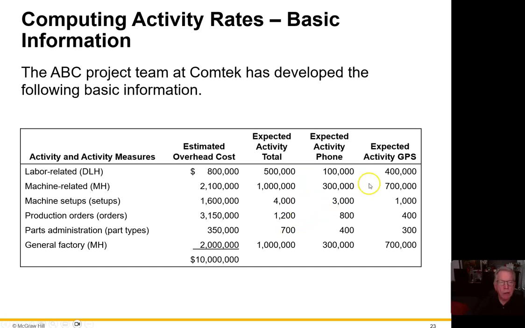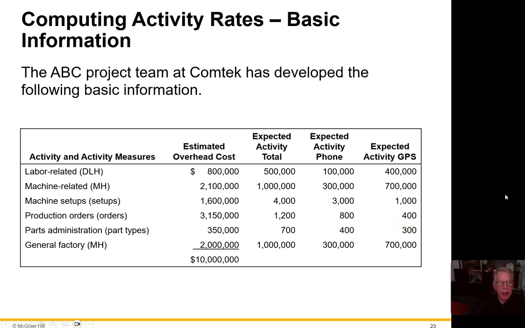So now my basic activity level for each of those is shown here. And now our expected activity for the phone and expected activity for the GPS. The expected activity for the GPS plus the expected activity for the phone will equal our total here. So you can see that is true across the page.